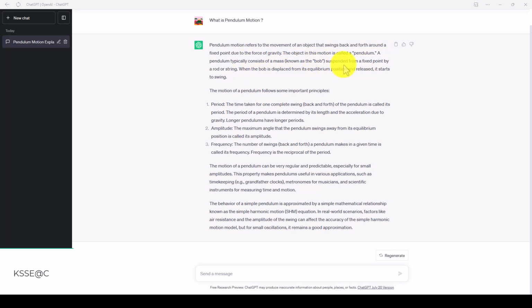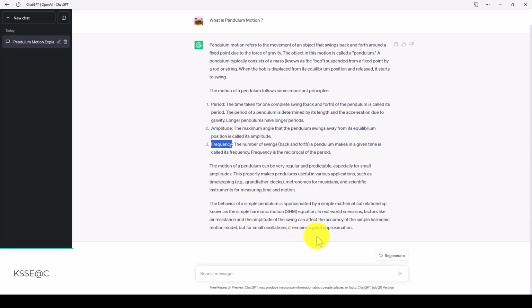Then the motion of the pendulum follows some important principles. Let's go: period, the time taken for one complete swing. We can also determine this one, and also we have amplitude, which is the displaced point from the equilibrium point, and also the frequency of that pendulum. So now here is some definition you can read and understand. And now we are going to the second part of the question. We want to ask ChatGPT to give us an example.